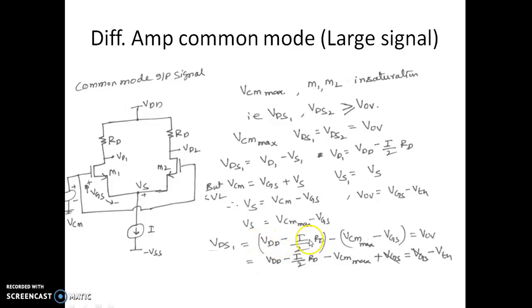This is VD1 minus this, which is actually VS1. So this VS1 is given by VCM minus VGS, so this is VCM max minus VGS. So this VDS should be equal to VOV. So that's what I'm writing here. So the maximum voltage is possible only when this is still in saturation. To keep it in saturation, VDS should be VOV. So upon solving this, we'll get the expression for VCM max as VD minus I by 2 RD plus VTH.